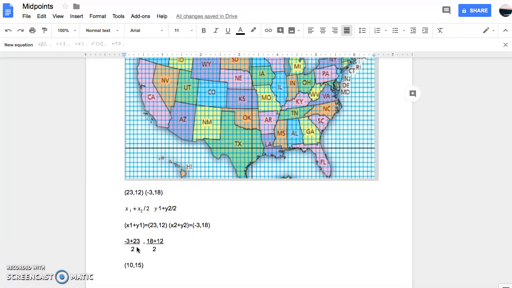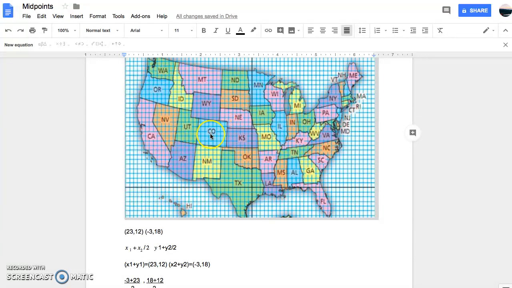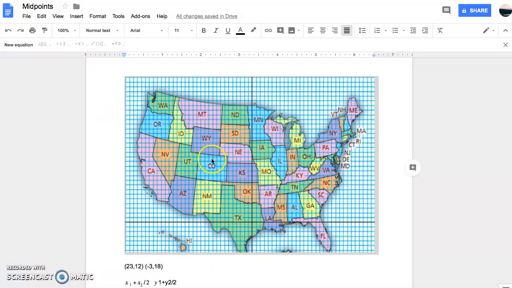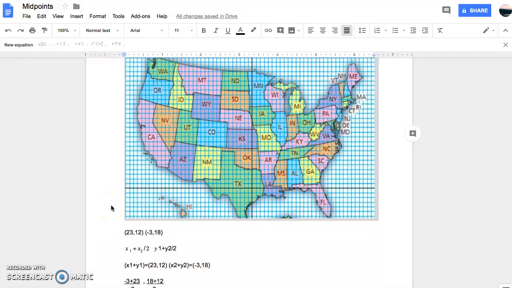x1, y1 equals 23, 12, and x2, y2 equals the second one, -3, 18. So you're going to start that out with -3 plus 23 divided by 2, and 18 plus 12 divided by 2. And if you do that all out, it comes to 10, 15, which will end up being around, in the picture, around the top of Colorado, which will be your midpoint between the two coordinates.